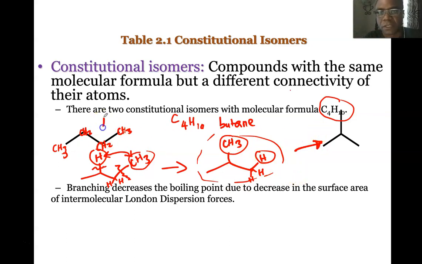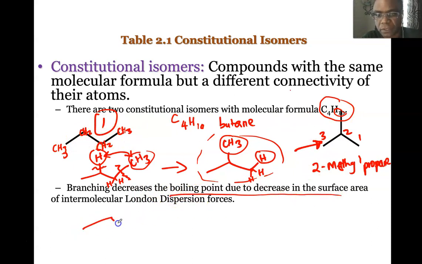So butane only has two isomers, the normal butane, and if you were to give the IUPAC name for this one, it will be 2-methylpropane, because this is the substituent, the methyl on the second carbon. Now, constitutional isomers are different because of their physical properties. In fact, whenever you do branching from a straight chain, the boiling point and melting point will decrease because the surface area of contact is decreased.